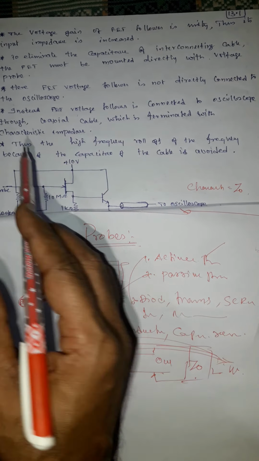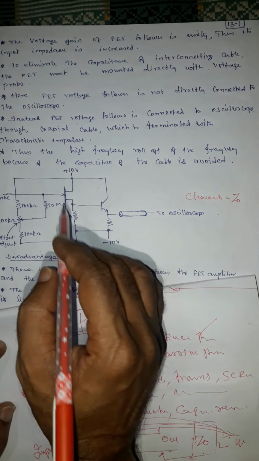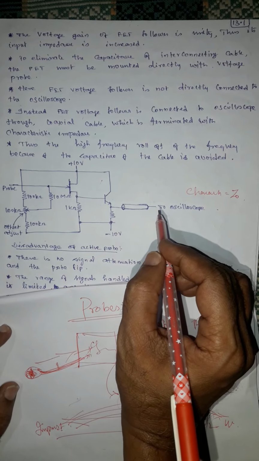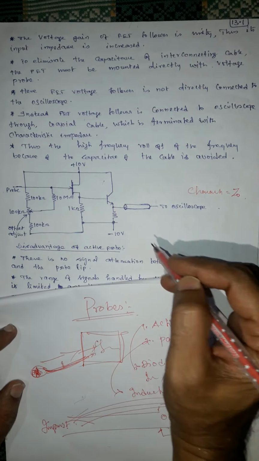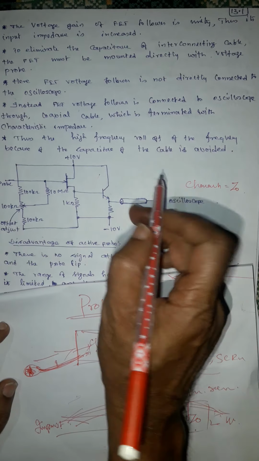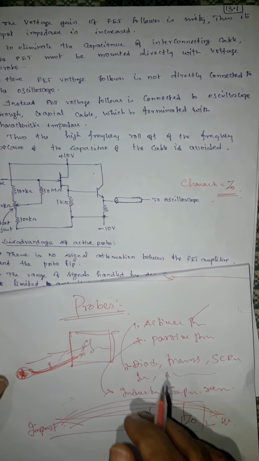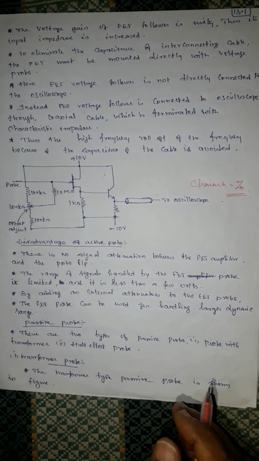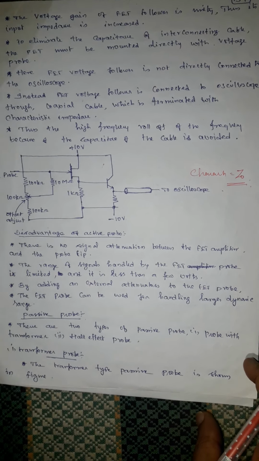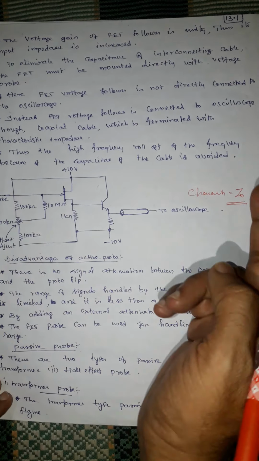Therefore, the FET is connected to the oscilloscope through a coaxial cable, and the coaxial cable is terminated with a characteristic impedance to provide maximum transfer of input to the oscilloscope. That's why it is terminated by the characteristic impedance Z0. Thus the high frequency roll-off because of the capacitance of the cable is avoided. That avoids the capacitance effect and gives maximum transfer of the input to the oscilloscope.